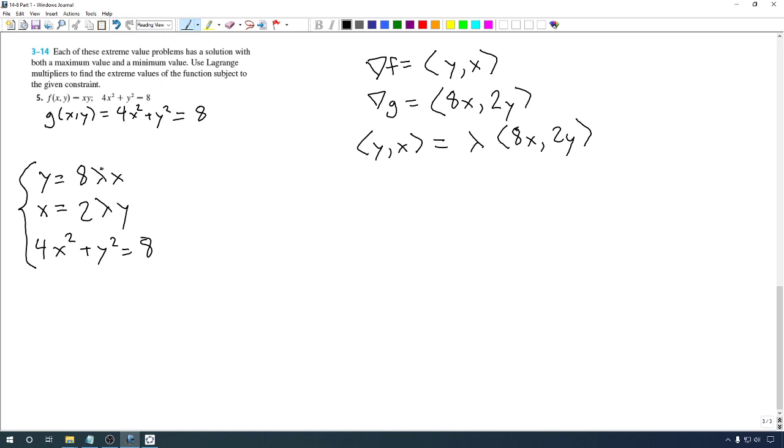If you want to try this out for yourself before I go through it, you can do that. I'm just going to do the one that I found. It may not be the best one, I don't really know, but this one worked. I'm going to take these first two equations and use them to get rid of the y value. Basically, I see that x is equal to 2 lambda y, but then y I can replace with 8 lambda x.